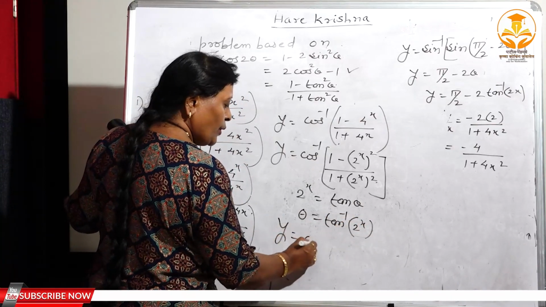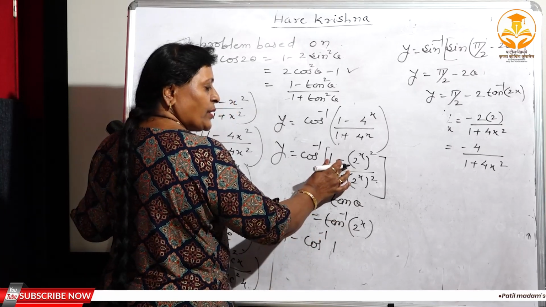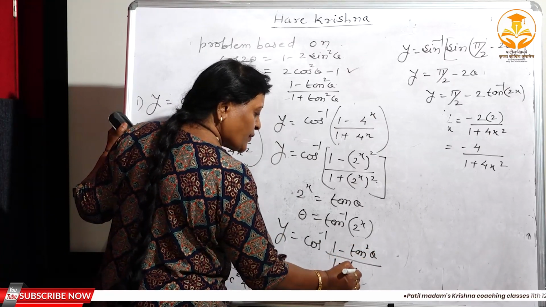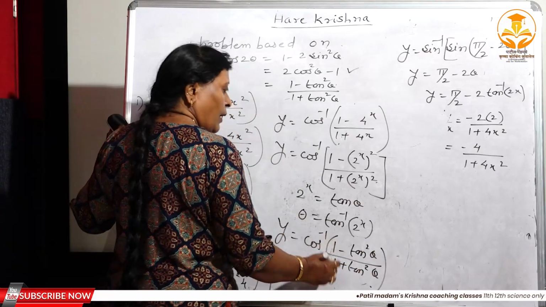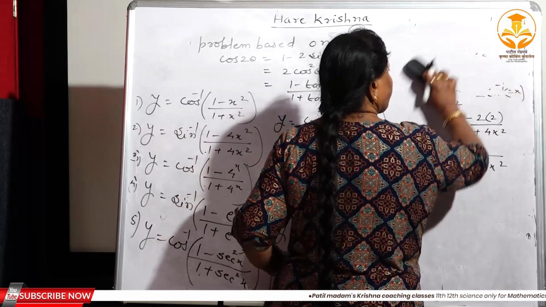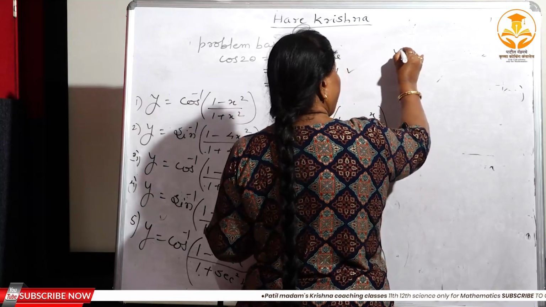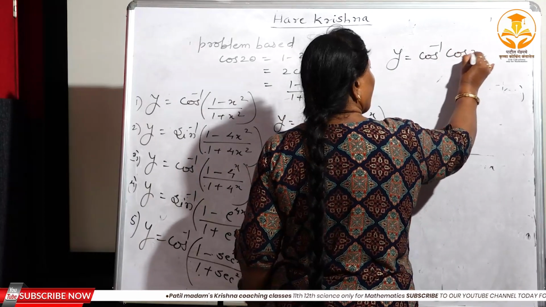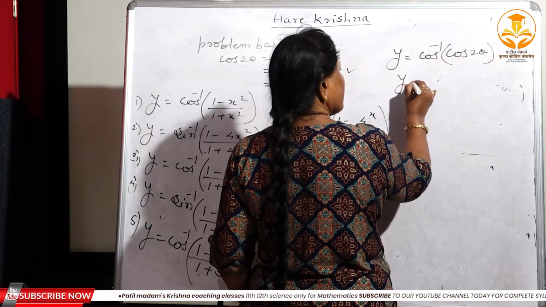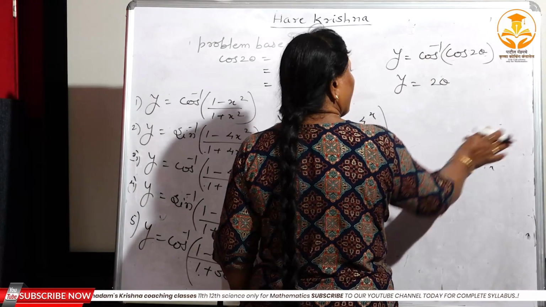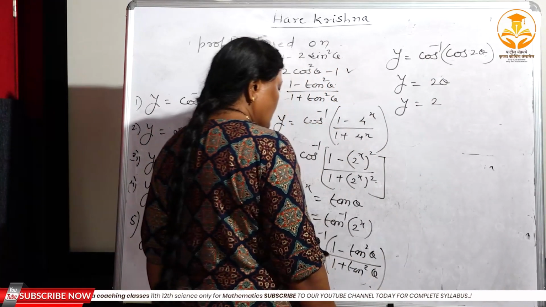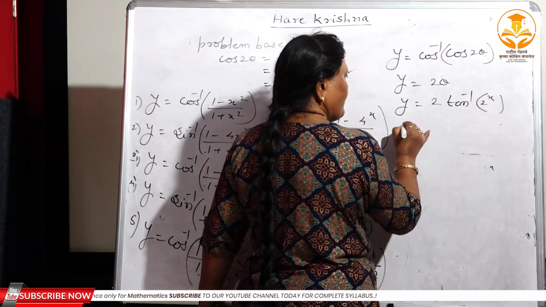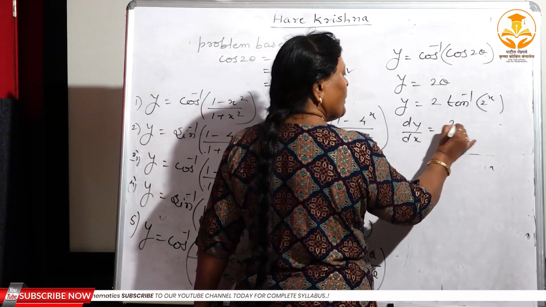Again y is equal to cos inverse, this is 2 raised to x whole square you can write as tan theta, 1 minus tan square theta divided by 1 plus tan square theta, right? Again this is the formula of cos 2 theta, y is equal to cos inverse, here cos 2 theta, again cos inverse cos get cancel, what is remain 2 theta, right? Again y is equal to 2 remain as it is, what is theta? Tan inverse of 2 raised to x dy by dx, 2 remain as it is.